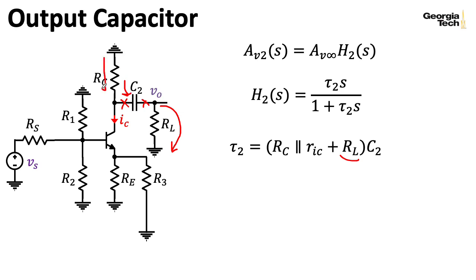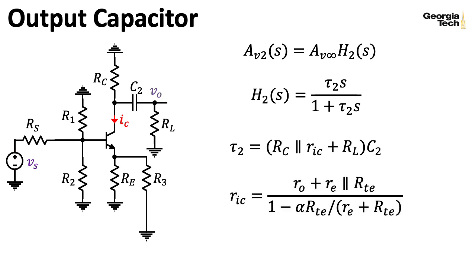One would be through RC, but I also have little RIC, so that would be the path coming out of the collector and up into the left side of the capacitor here. So those are going to be in parallel. And I have to remember to multiply by C2. Remember, when I'm computing the time constants, I'm deactivating this independent source here. We have two formulas we can use for RIC. This one is a little more compact than the other one, but you can use the other one if you want. And RTE here is again RE in parallel with R3. And again, if you had a different configuration of resistors and capacitor down here to start with, you could replace this with whatever's appropriate.